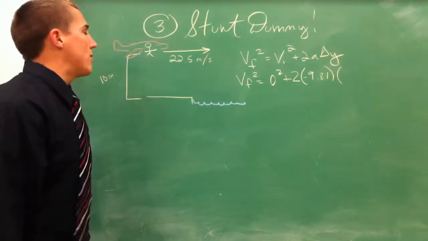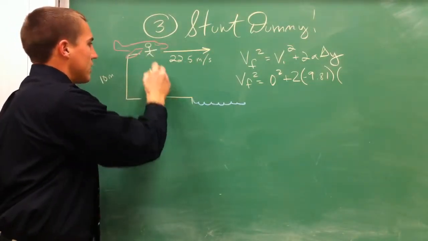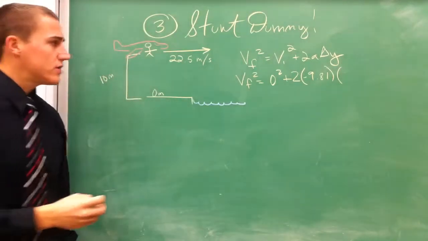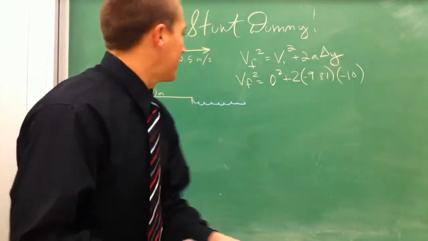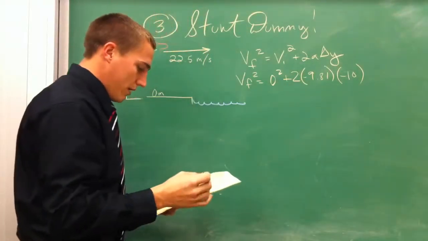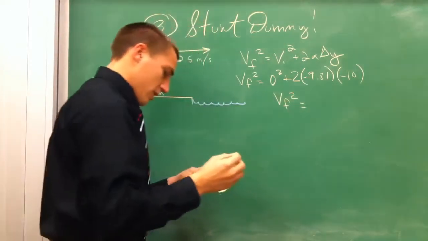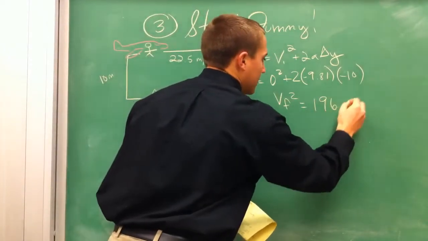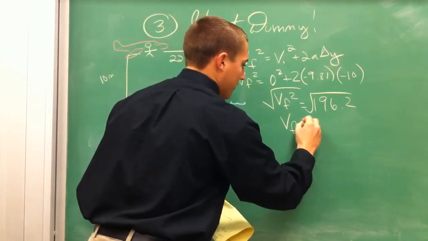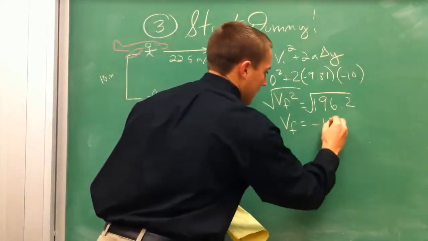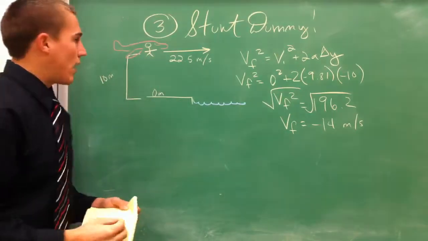And then change in y would be y final minus y initial. So this would be 0 meters minus the 10 meters where he starts, so this would be negative 10. When we plug this into a calculator, 2 times negative 9.81 times negative 10, we get Vf squared equals 196.2. Take the square root of both of these, and V final equals negative 14 meters per second. And this is once again in the y-axis.